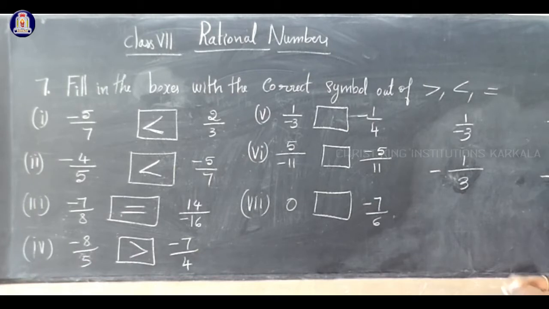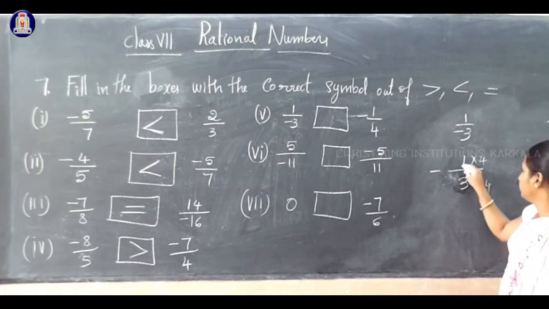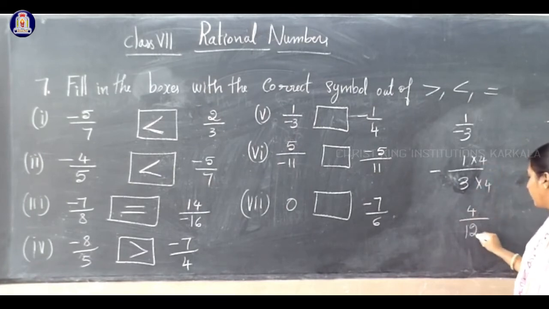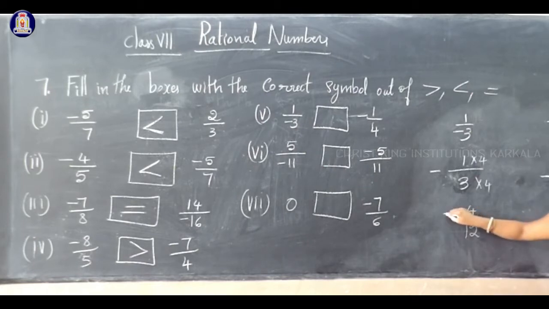Now what you have to do? Just multiply this denominator, 4, into both numerator and denominator. And here you multiply 3 to both numerator and denominator. So if you multiply, we get 1 4s are 4, 3 4s are 12. See here, 1 3s are 3 and 4 3s are 12. So in this the sign is minus, here also the sign is minus.